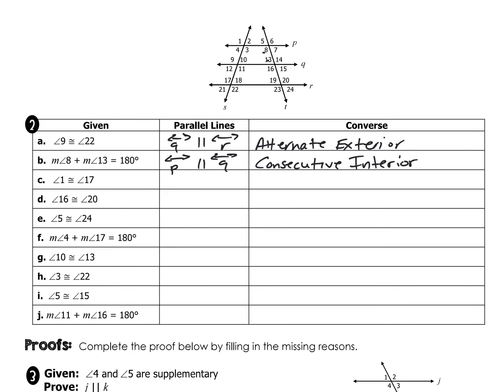Okay. Angle 1 is congruent to angle 17. Those are on the same side of the transversal. So if we were ignoring Q, those are on the same side of the transversal in the same position, and they're on transversal S. So that's going to be corresponding angles, and that proves that P is parallel to R. It's corresponding angles.